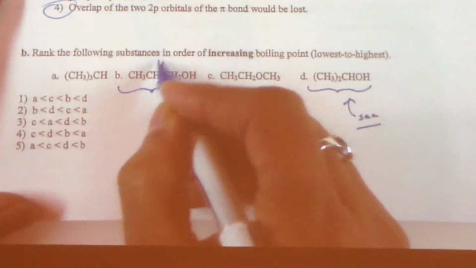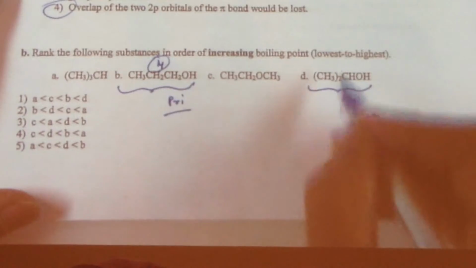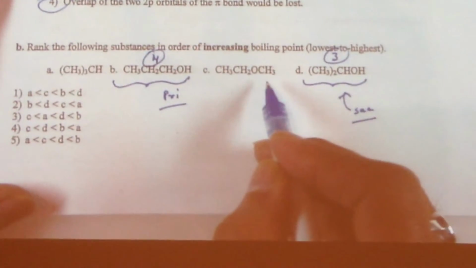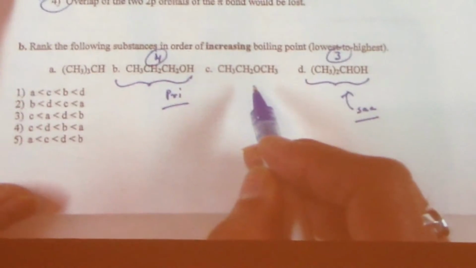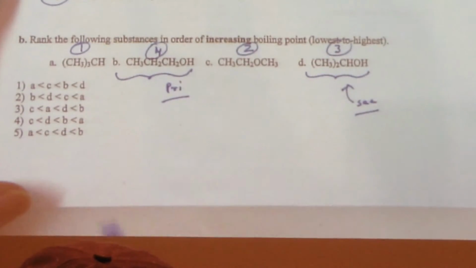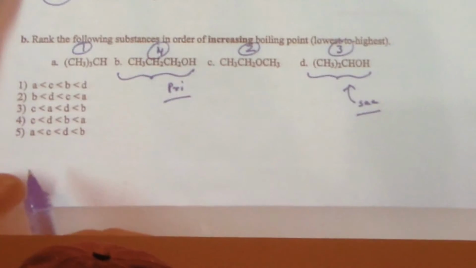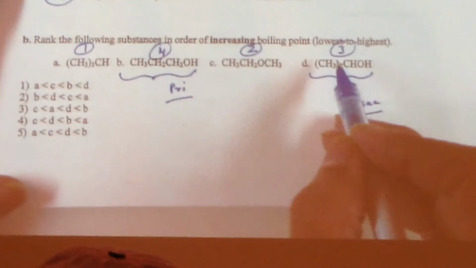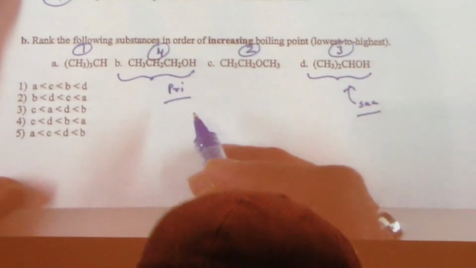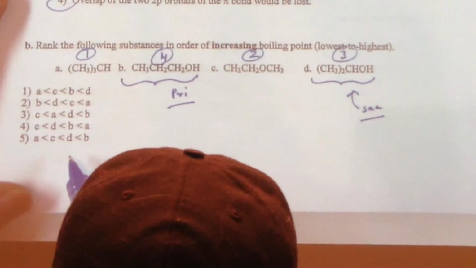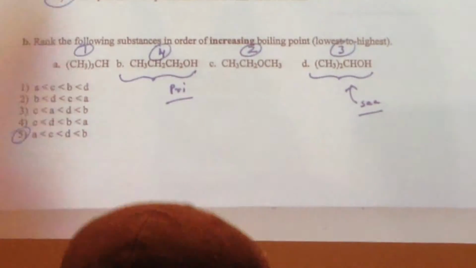This is number 4, followed by this one, which is 3. And between them, this ether has an oxygen, therefore there will be dipole-dipole interaction. This must be 2. And this is only a hydrocarbon. This is 1. This is the lowest. So the answer, increasing boiling point, lowest to highest, would be A, C, D, 5.